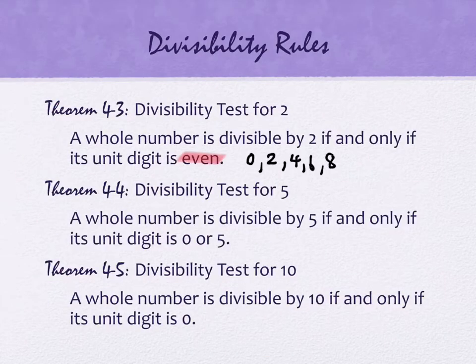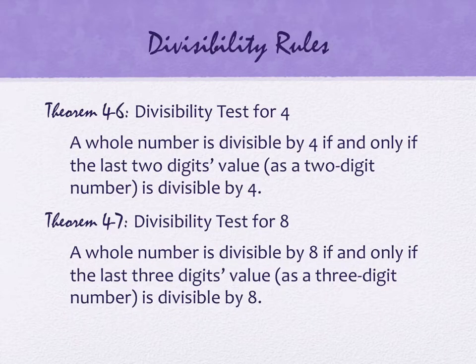So the first one we had was divisibility for 2. It ends in an even number, namely a 0, 2, 4, 6, or 8. Divisibility test for 5, much the same, ends in a 5 or a 0. And for 10, it ends in a 0. So these all have the same sort of nature to them. 4 and 8 are actually likened to the divisibility test for 2. When you look at the divisibility test for 2, you look at the last digit to see if it's divisible by 2. When you do it by 4, you look at the last 2 digits as a 2-digit number to see if it's divisible by 4. And if you have divisibility by 8, it's the last 3 digits as a 3-digit number to decide if it's divisible by 8.